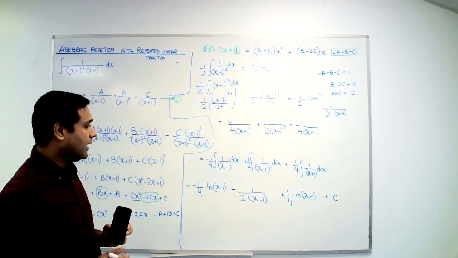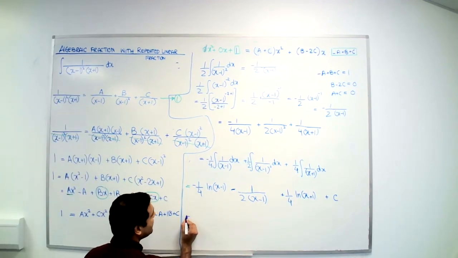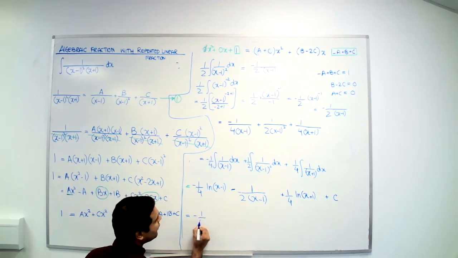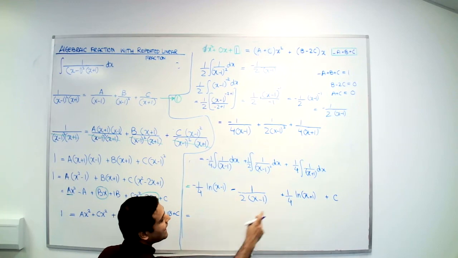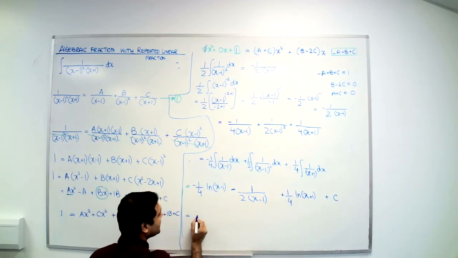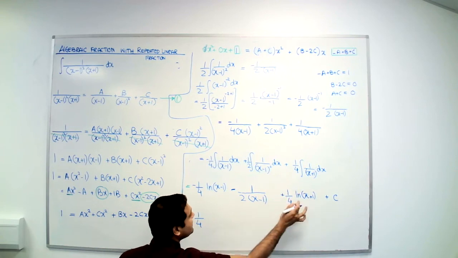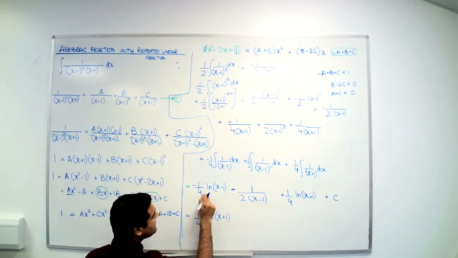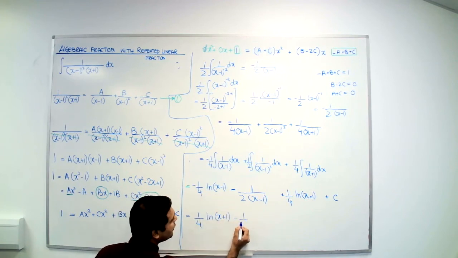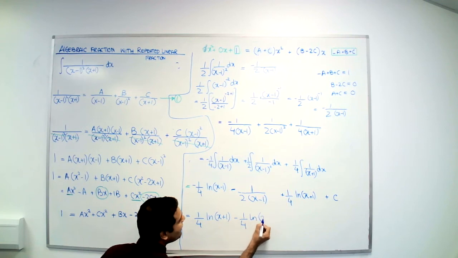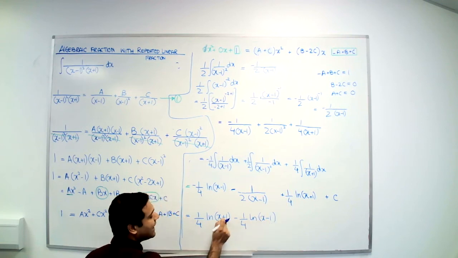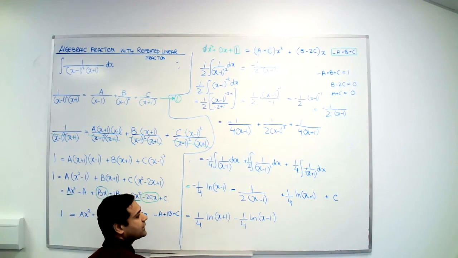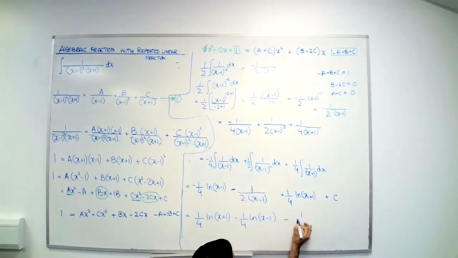There is a rule: put all the ln's together. So I've got minus 1 over 4. Actually, let's write this ln first, the ln of x plus 1, because of positive. 1 over 4 ln of (x plus 1), and after that, minus 1 over 4 ln of (x minus 1). If that was positive and that was positive, I could have just straight away cancelled, but they're not. Then minus 1 over 2 times 1 over (x minus 1), plus a c.